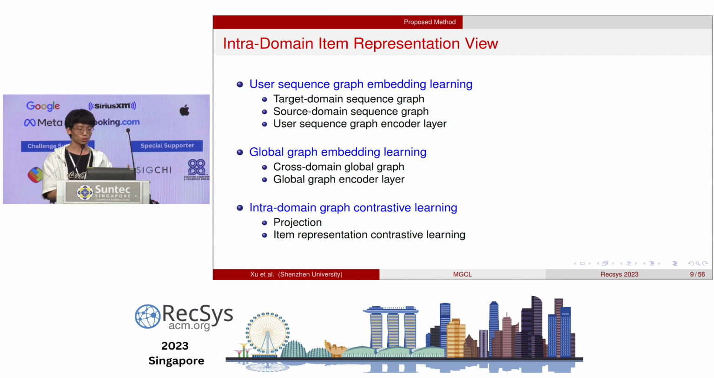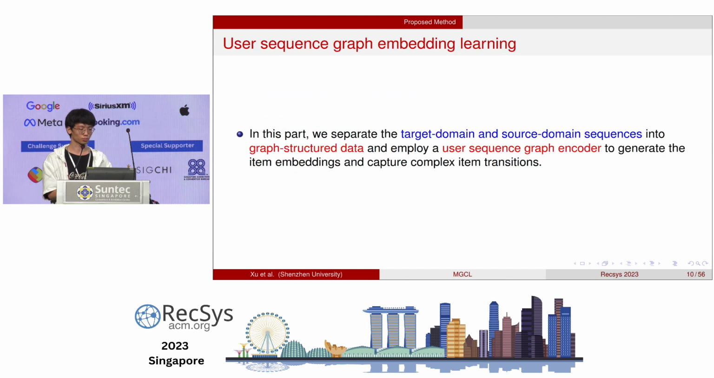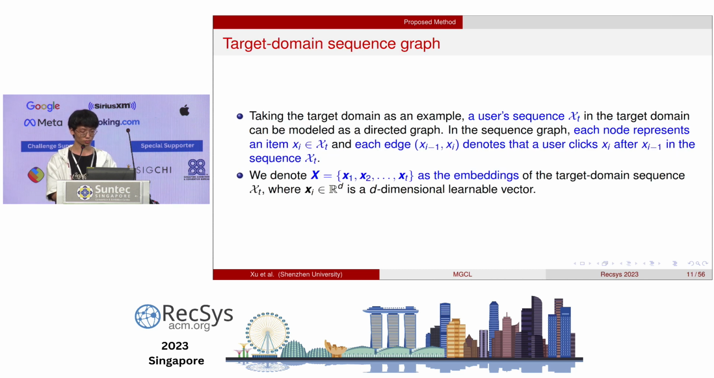Next, we introduce the intra-domain item representation view in detail in the following three sections. In the user sequence graph embedding learning, we aim to generate the item embedding and capture the complete item transition. Taking the target domain as an example, a user's sequence in the target domain can be modeled as a directed graph. We denote it as the target domain sequence graph.